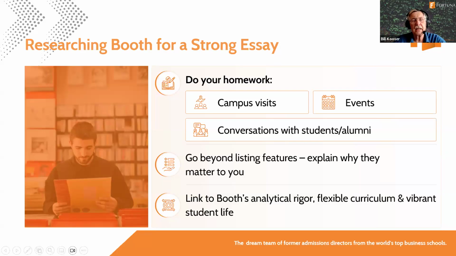We want to talk about why those elements matter to you and how they are going to lead to your success in your career. And again, analytical rigor, flexible curriculum, student life, those are all critical elements of the Booth program. The other thing they talk quite a bit about is the Chicago approach, which is Booth's philosophy of education, which consists of the analytics, data analysis, a broad foundation in a set of specific disciplines. So understanding the Chicago approach is another element of conveying to Booth that you do really want to go there and that you have a good feel for it.